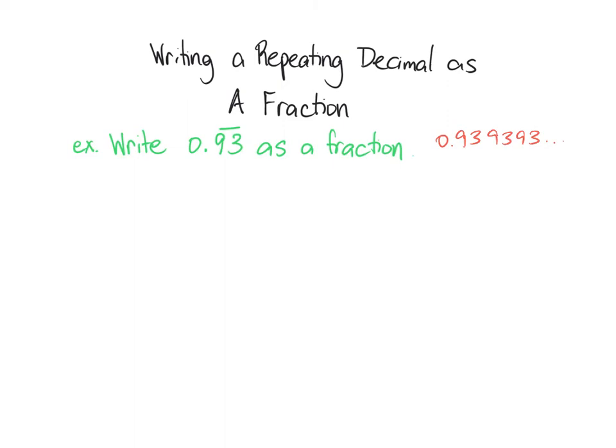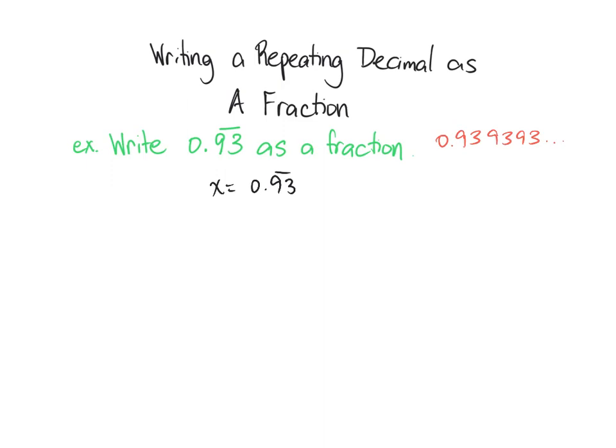Okay, now that you know that, let's talk about what to do with this. All right, so the first thing that you want to do here is call this a variable. So let's make x equals 0.93 with the bar over it. All I did was give 0.93 repeating a nickname, and the nickname is x. All right, now the next thing that we want to do is look at how many repeating decimal digits there are. So there are 2 repeating digits. There is the 9 and the 3.